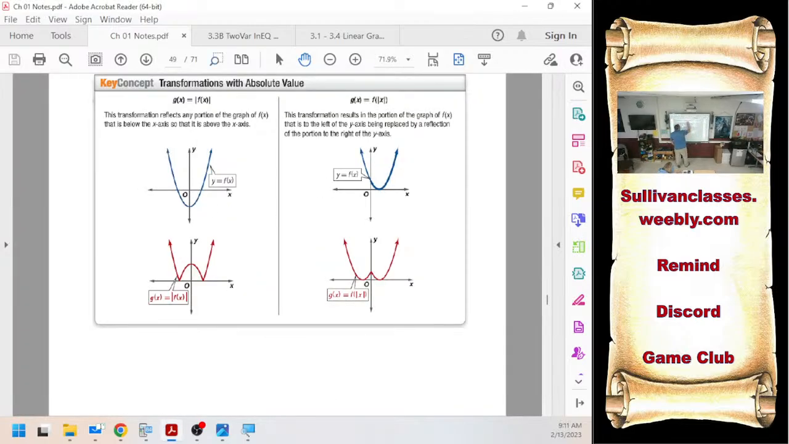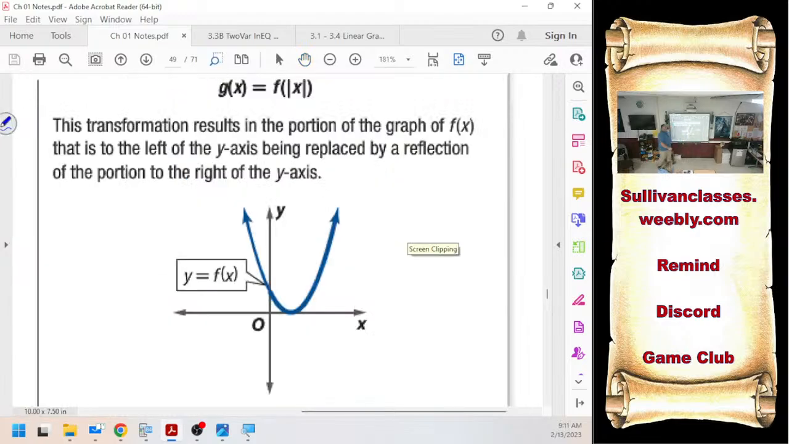Versus if I absolute value the x. Now if I do absolute value of x, is x input or output? Input. So if I put in a -3, it's never going to tell me what would have happened at -3. It's going to tell me what happens at 3.